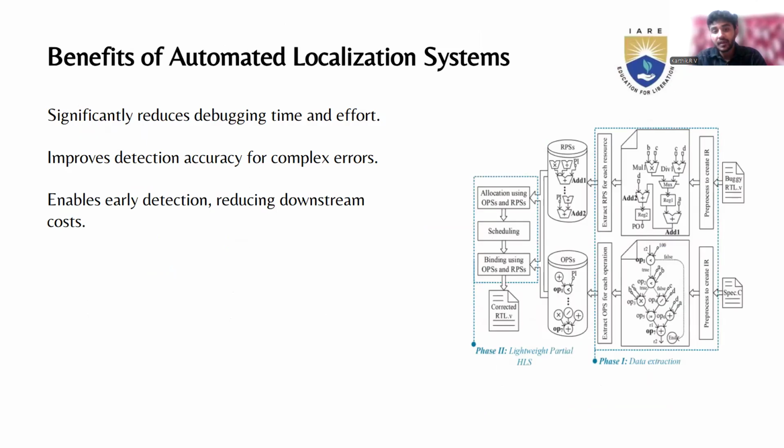Benefits of automated localization systems. The benefits are clear: debugging time and effort are significantly reduced, detection is more accurate, efficiency improves for complex errors, and downstream cost is reduced.